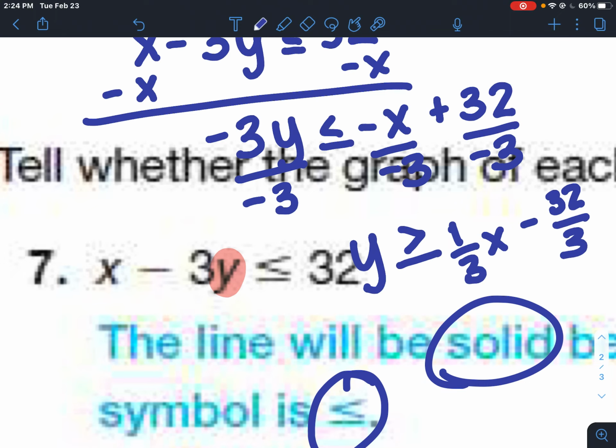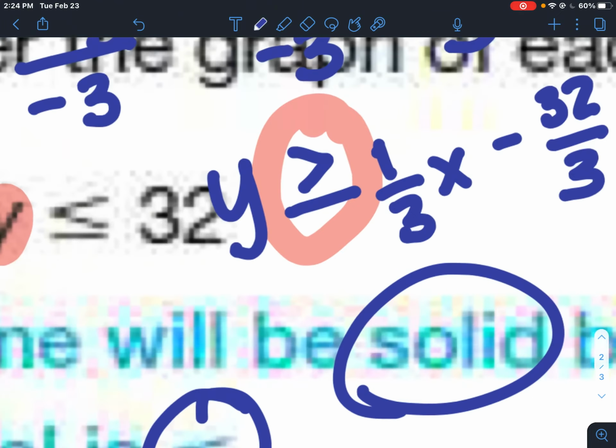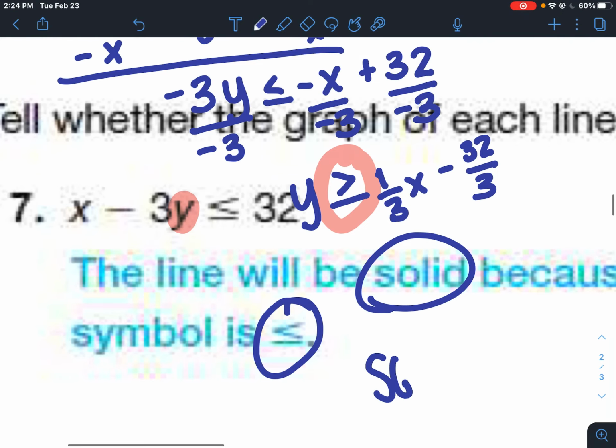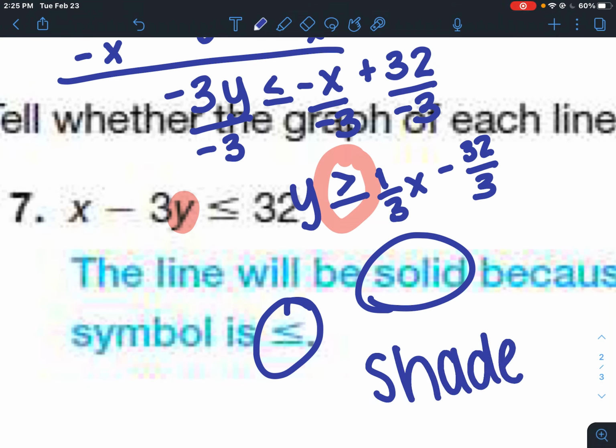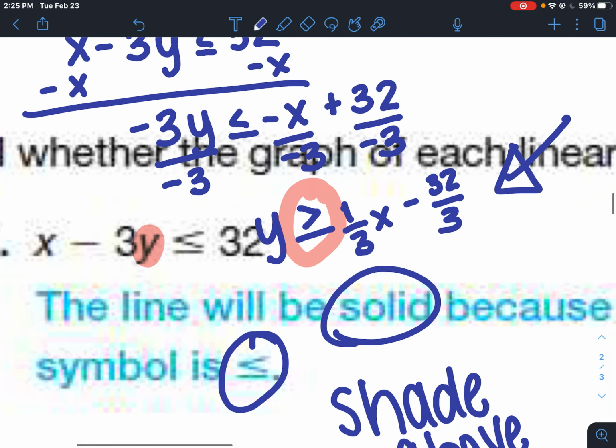It doesn't really matter what all this is over here. I am only concerned with my inequality symbol. It's still going to be solid. Nothing has changed there because it's equal to. But now my inequality symbol is greater than or equal to. So I'm going to shade above. This is why I said it needs to be in slope-intercept form. Notice that our symbol flipped directions when we wrote it in slope-intercept form.